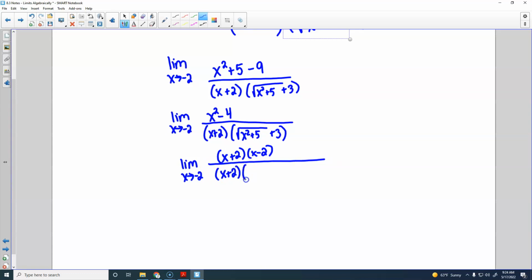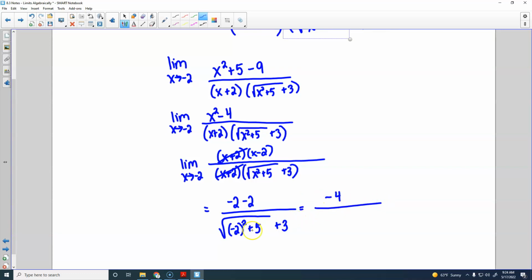And in the denominator, we just keep it factored as well. And so now the x plus 2's can cancel. So at this point, we can plug in our negative 2, and we'll get negative 2 minus 2 over the square root of negative 2 squared plus 5 plus 3.